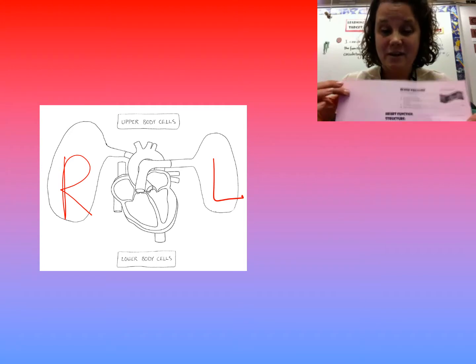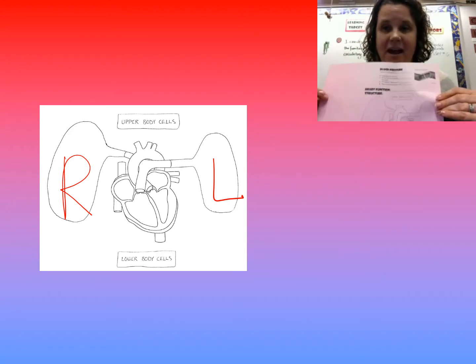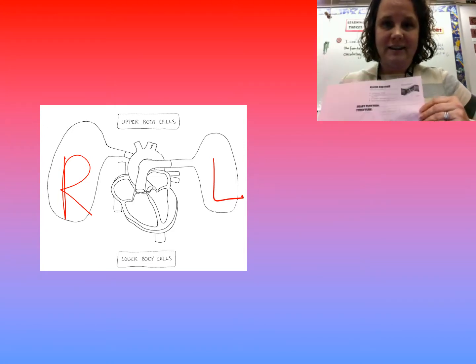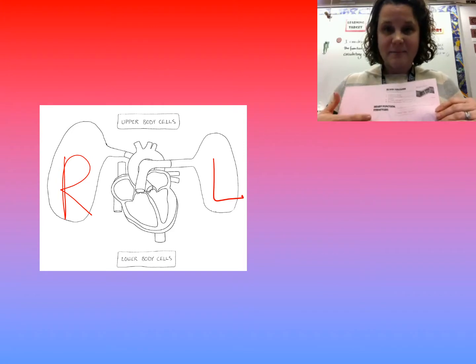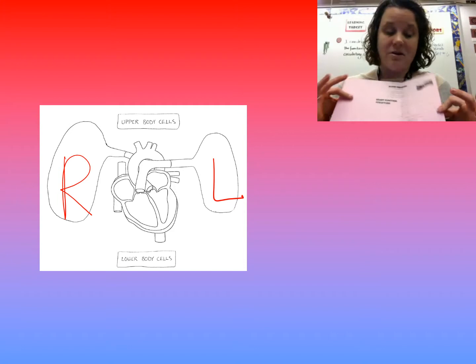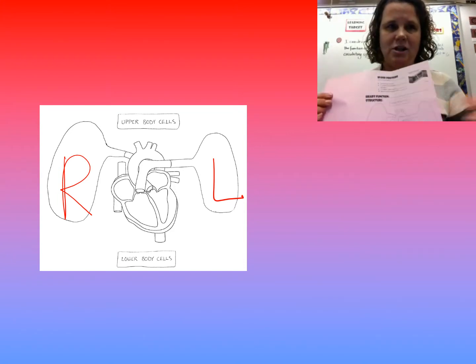Okay, so first of all, when we are looking at the heart and labeling the heart, we have to understand that we have to imagine this heart as being in our body. So if you took your paper and hold it up to your chest, like I'm doing right here, this is my right side and this is my left side. And all heart diagrams are always labeled that way. So just keep that in mind as we're going through the next part.